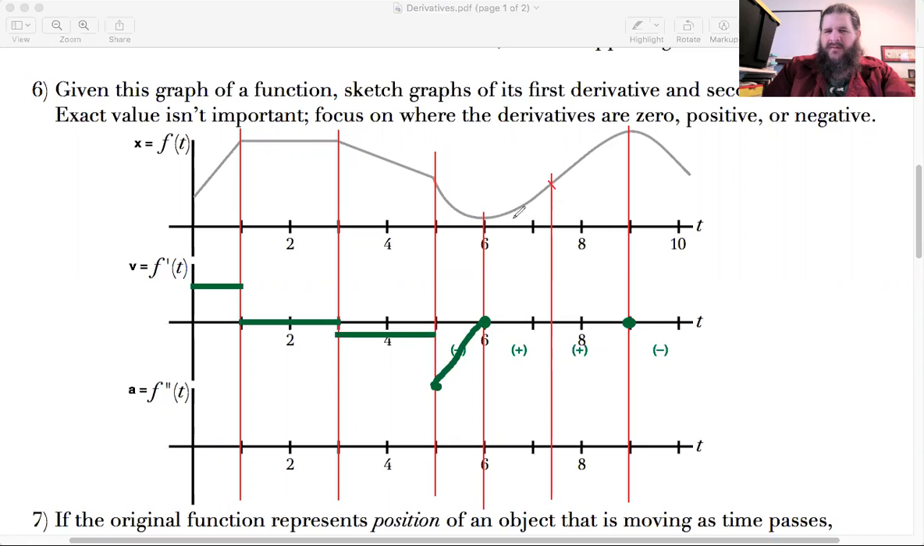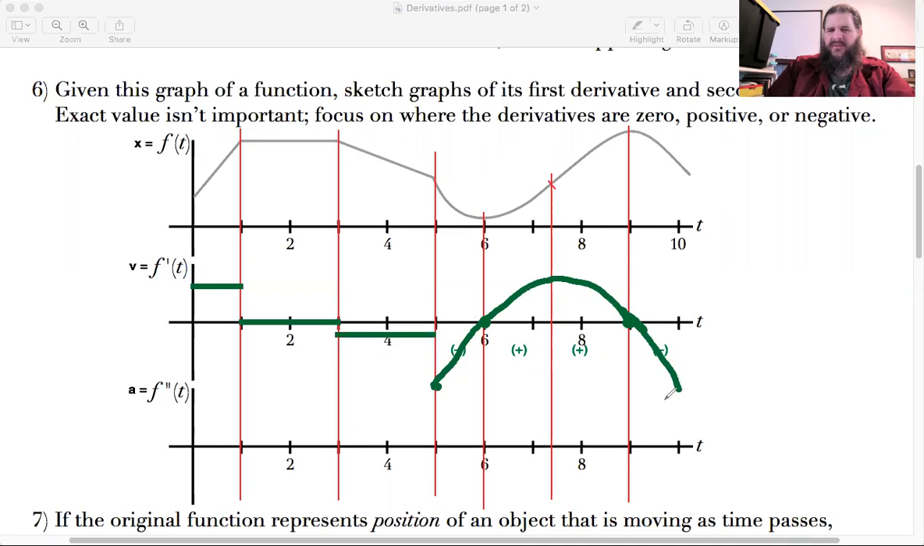Position graph becomes more and more steep until we get to the inflection point, and then it becomes less and less steep. So velocity is going to increase positively until it gets to the inflection point, and then it's going to go back down because it's got to hit 0 by the time we get to 9 seconds. Then after that, it looks like the position now has a negative slope, so velocity is now negative, starting off just a little bit negative and then getting more and more negative. Something like this.